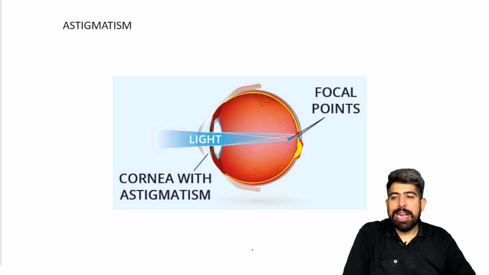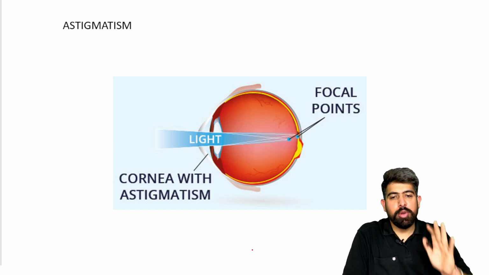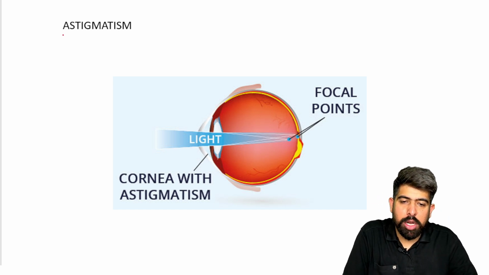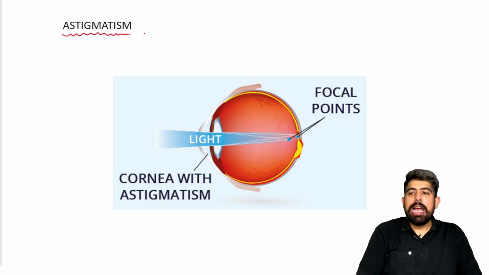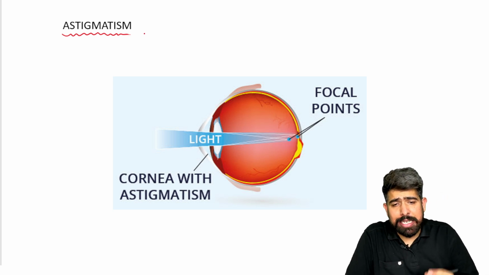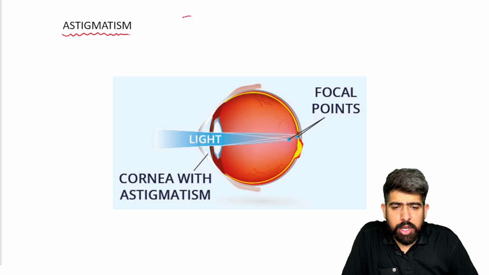Okay, now as you understand hypermetropia and myopia, we have to talk about the next one, astigmatism. What is happening in astigmatism? Just understand the thing. In the normal eye, we have the vertical axis and the horizontal axis.